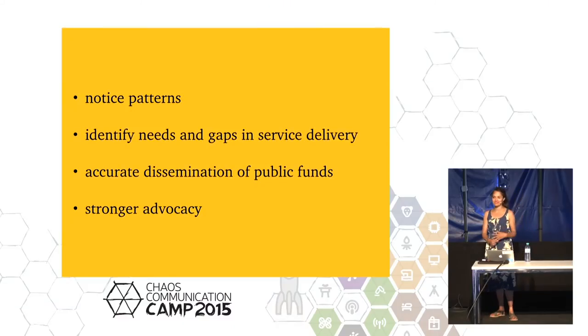So basically, the reasons for counting, for making sure that communities are represented, is so that you can notice different patterns. You can see if there are needs or gaps in the services that are being offered, so that there's more accurate dissemination of public funds. Like in lots of countries, it depends very much on population as to where money gets given. And of course, like in our field a lot, and the stuff I've been working on, it strengthens advocacy hugely to be able to point to concrete numbers and say, this many people can't get access to a certain basic human right.